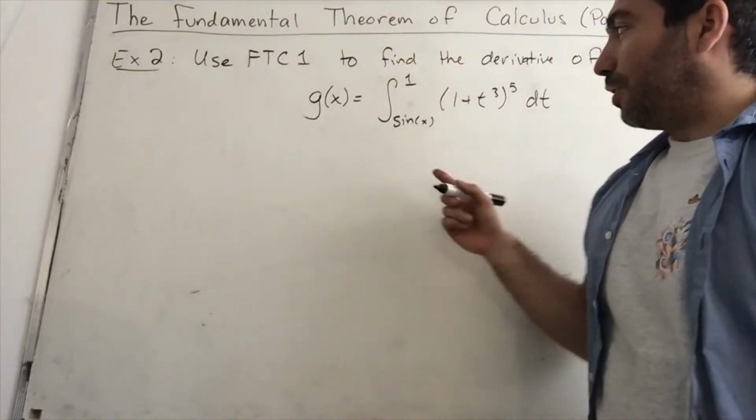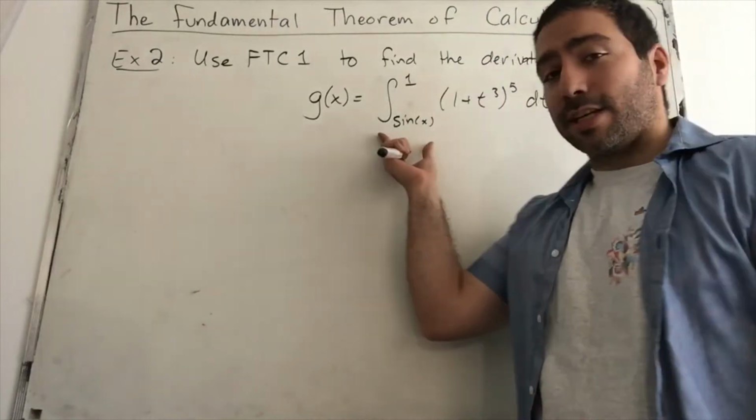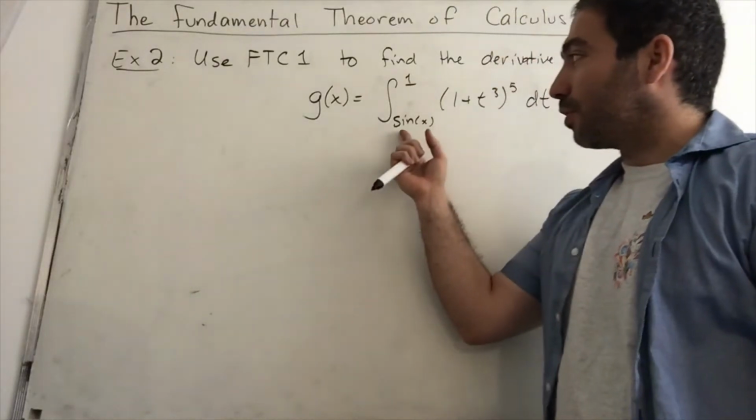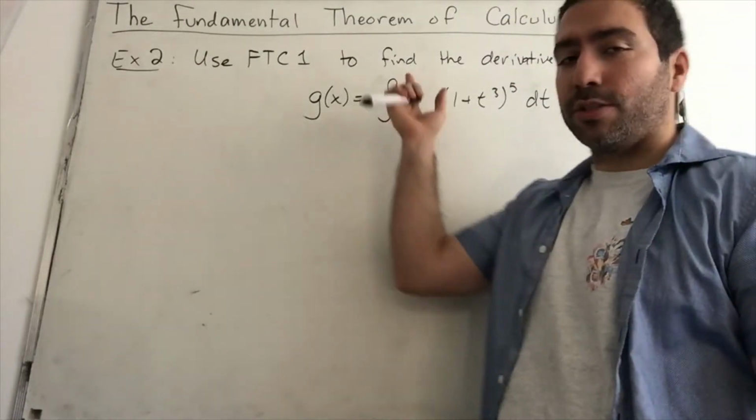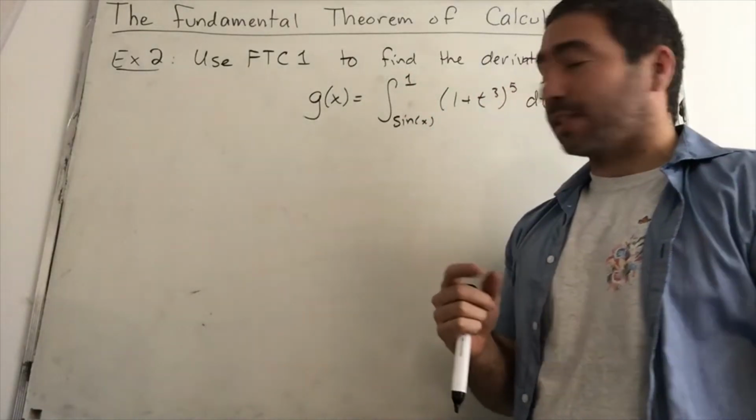So the first thing to notice is the fact that the function sine x in this case is on the bottom. It's our lower bound. We can't do that. In order to apply FTC part 1, the function here has to be in the upper bound. How do we fix this? How do we remedy this?